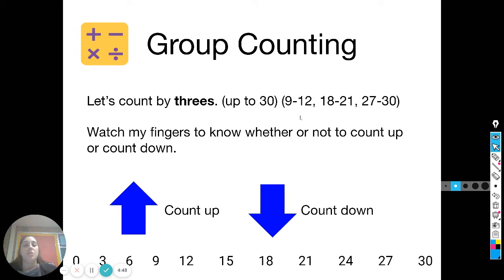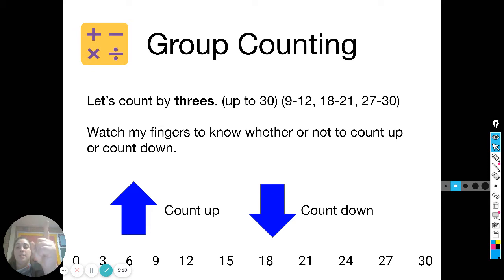Okay, and the reason we're doing that is to really practice memorizing those skip counts by 3 and being able to go back and forth, okay? So watch my fingers to know whether to count up or down. And we're going to start at 0. So when I point up, say 3. Ready?